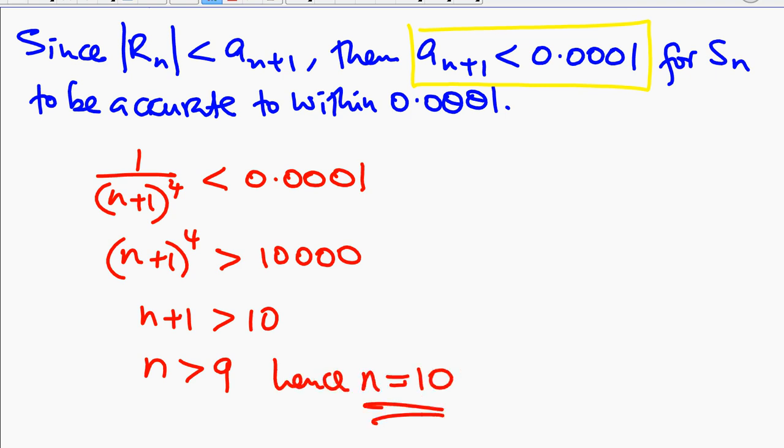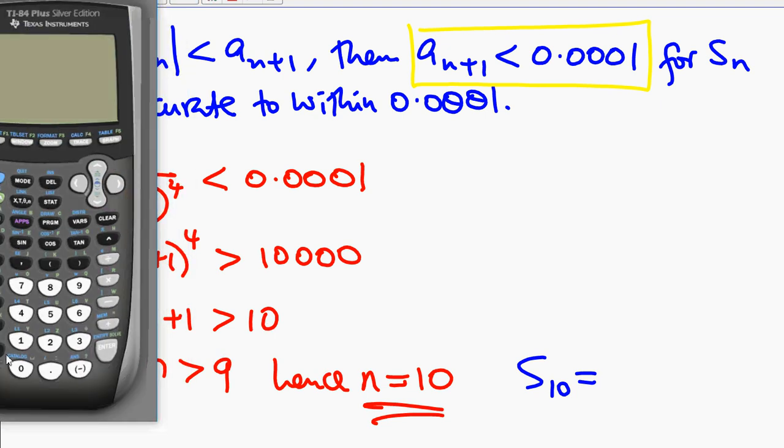They want us to find the sum of the series. So we need to find the sum of the first 10 terms. Now, to find the sum of the first 10 terms, you can just use your calculator. If you go onto your calculator, you can calculate the sums of these.